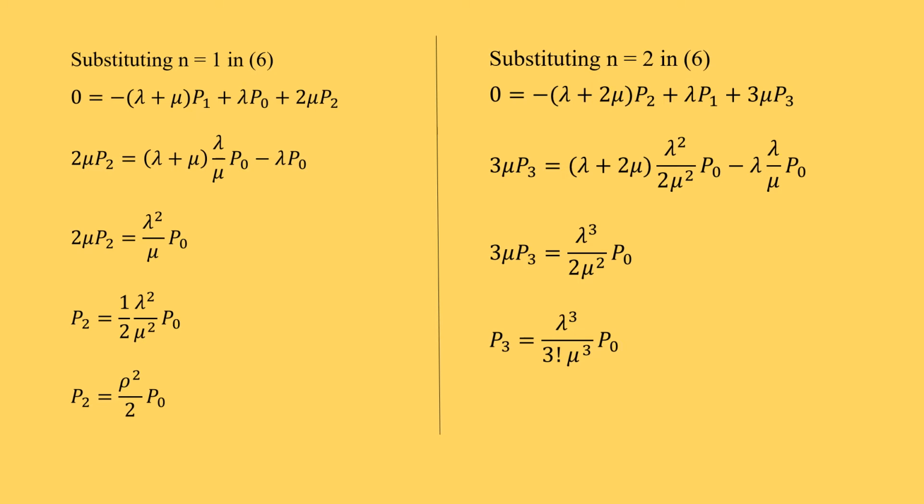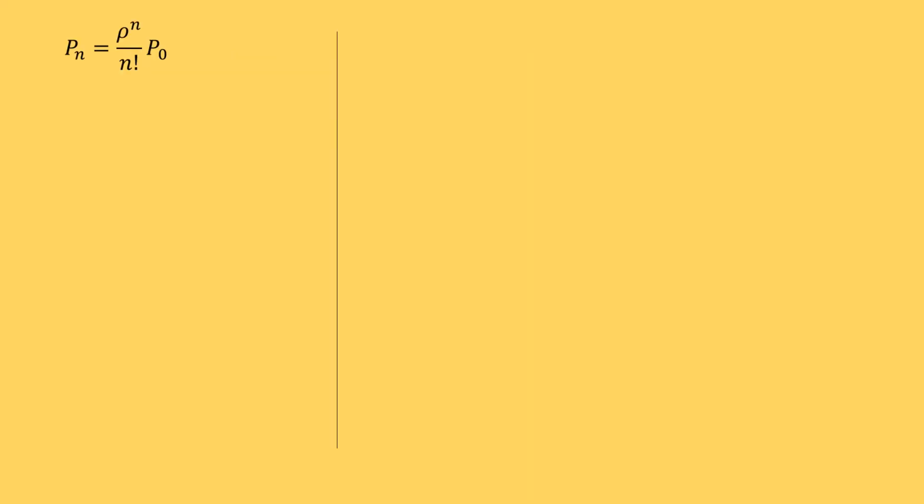Hence I have P3 equal to lambda cube upon 3 factorial mu cube P naught, which can be equivalently written as P3 equal to rho raised to 3 upon 3 factorial P naught. If we try to generalize, we can obtain the equation of Pn. So Pn can be arrived to as rho raised to n upon n factorial P naught, which is visible in the subsequent slide. So once this is done, the next step is to obtain the value of P naught.